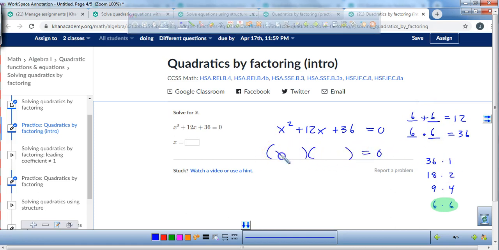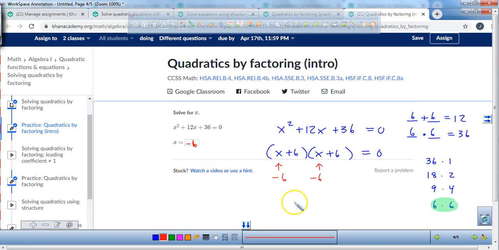which allows us to easily factor this to x plus 6 times x plus 6. Well, there's only one number that you can plug in there to make this equal to 0, and that answer is a negative 6. And that's why I'm going to put negative 6.